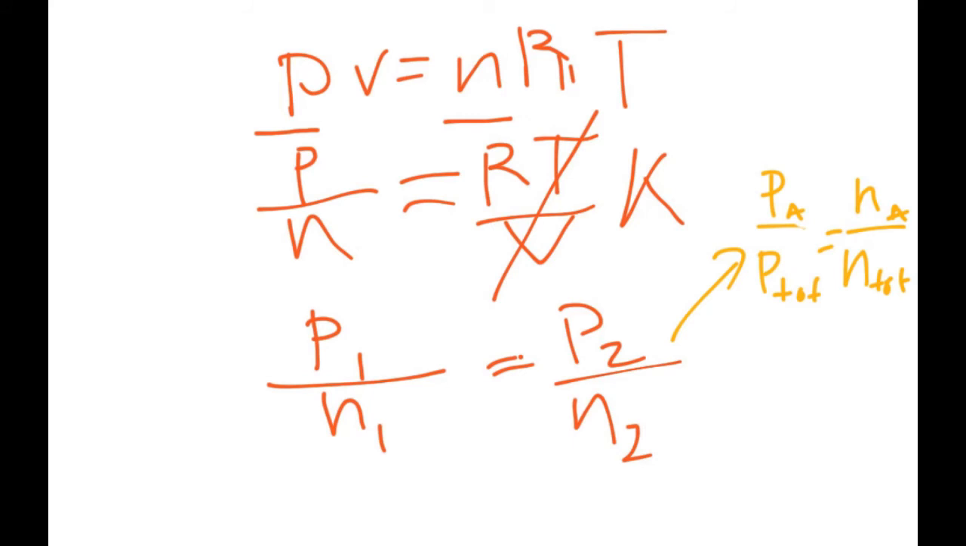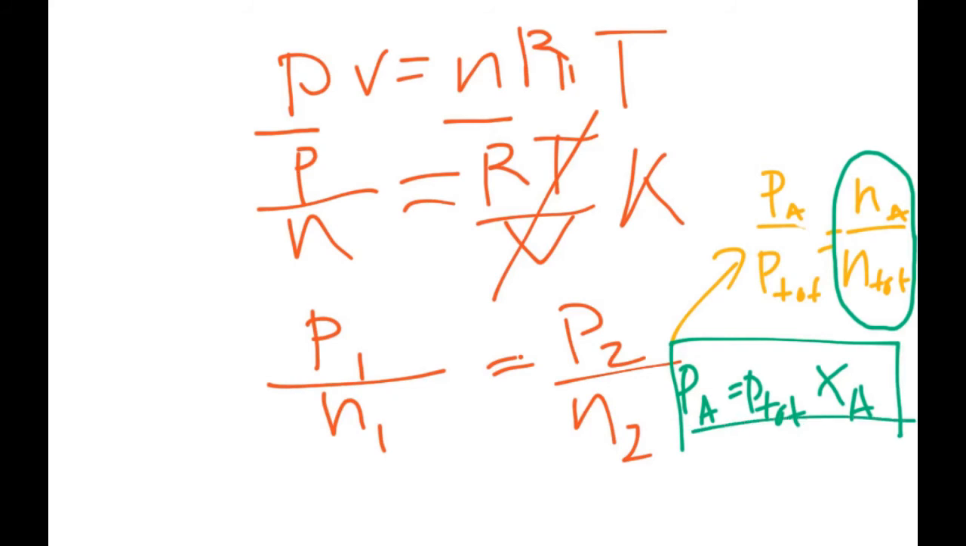If we multiply both sides by the total pressure, we get that the partial pressure for gas A is equal to the total pressure times the mole fraction for gas A. The mole fraction is another way of saying the moles of A over the total moles. So in this case, the mole fraction for A is the moles of A over all the moles. And thus we derived this formula, which will be very important in the future when we do math.